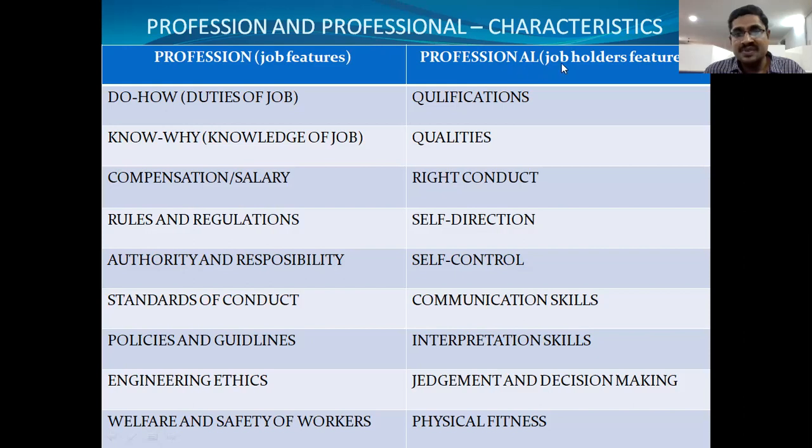Next, another professional feature is communication skills. Communication skills means four types. Already I told you in the class, right? First is listening skills, next is speaking skills, the third is reading skills, and the fourth is writing skills. These are the four different types of communication skills we have. Each and every job holder should have listening skills, speaking skills, reading skills and writing skills, for doing his job with accuracy, right?